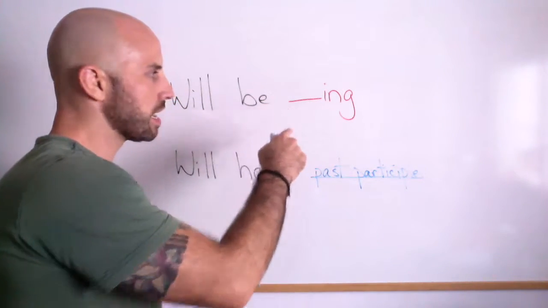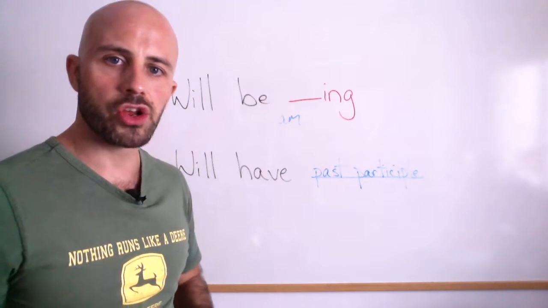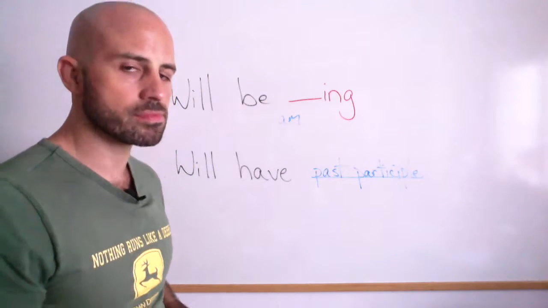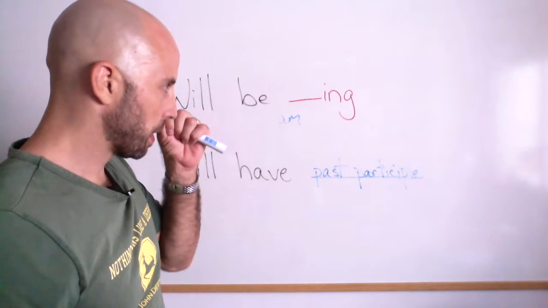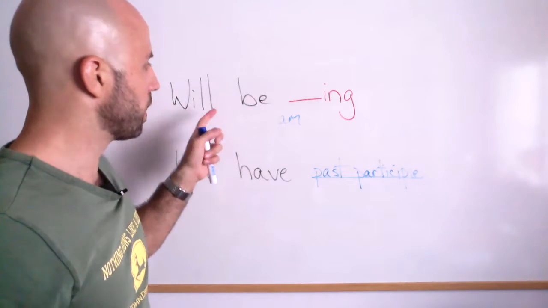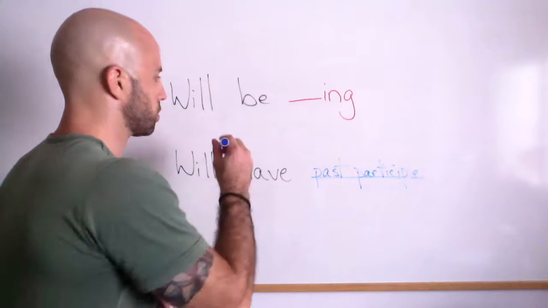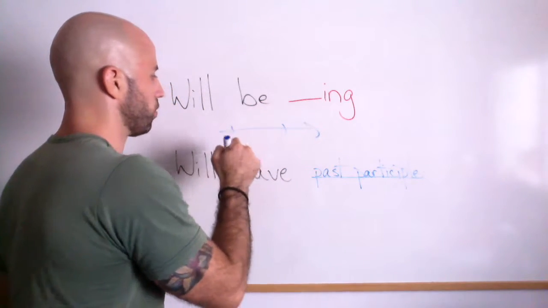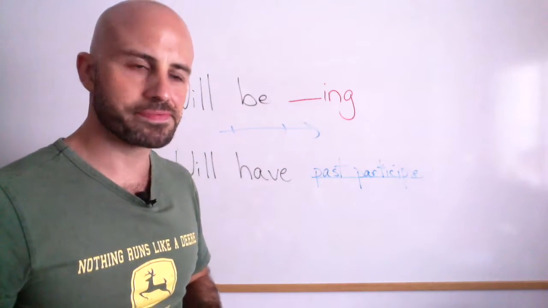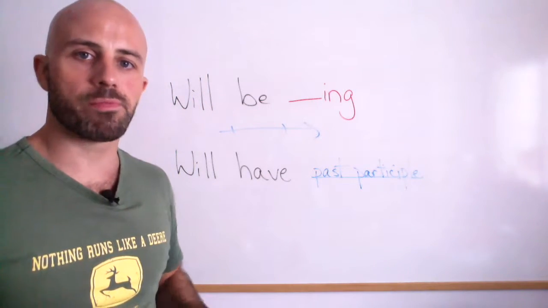So B-I-N-G, I am running. You are, well, I am teaching. You are watching, eventually. We are studying. Okay, the B-I-N-G, will be in the future, is, you just use it, but change the timetable from here, the present tense, and apply it to the future tense. The same thing with have past participle, the perfect tense.